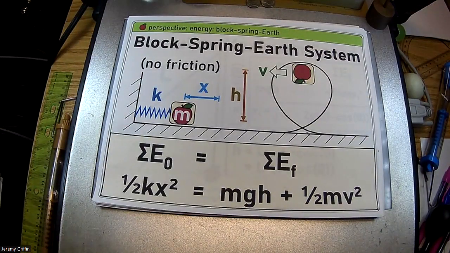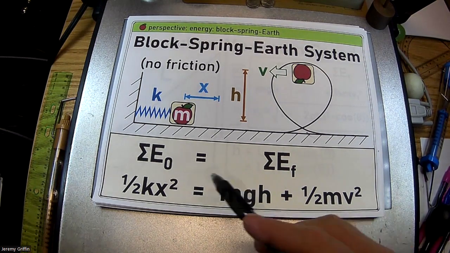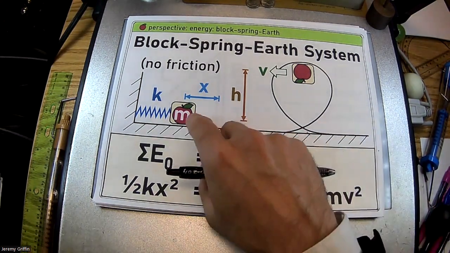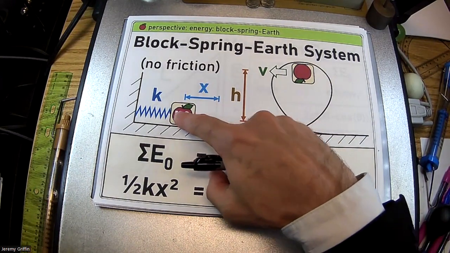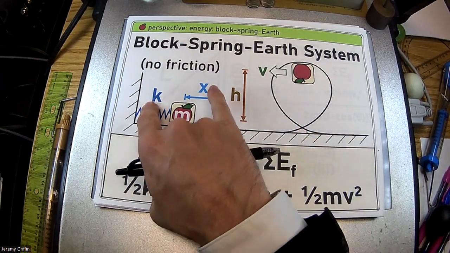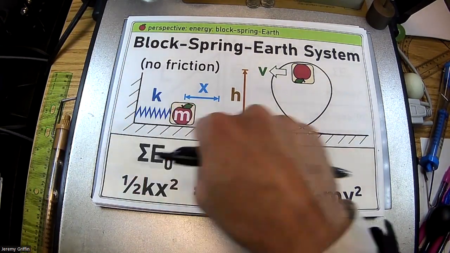This one really encapsulates conservation of energy really well, because it involves three different types of energy. We've got energy stored in the spring. We're going to press this mouse against the spring. There's a spring constant, there's how much we smash it. Let it go. Pew, flies around.